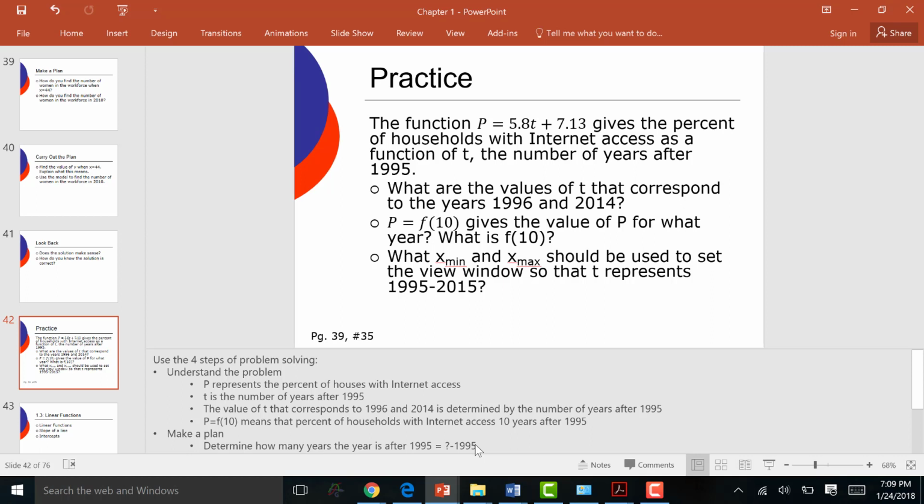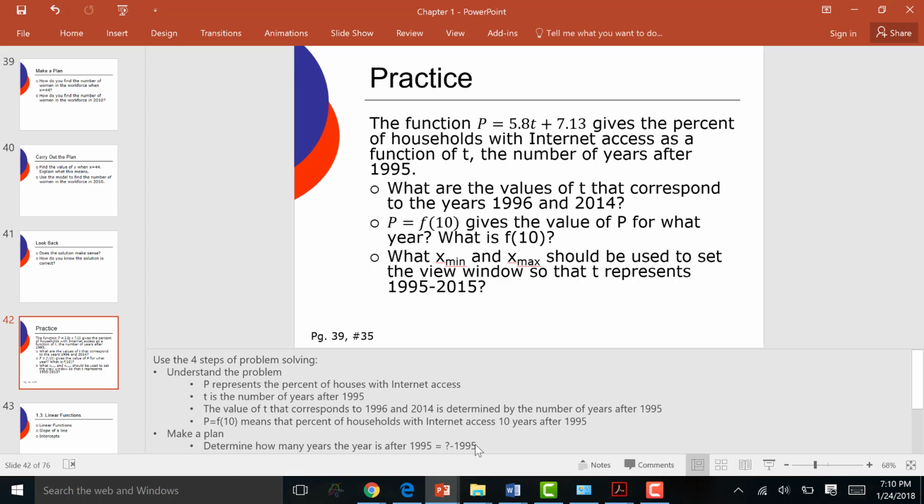P equals 5.8 times, do I put a 10 here? Yes. Okay, plus 7.13. Somebody do the math on the calculator. So 65.13 what? Percent of households have when? After 1995. Which is what year? Okay, so in English that just says in 2005, 65.13% of households had internet access. Does that make sense though?